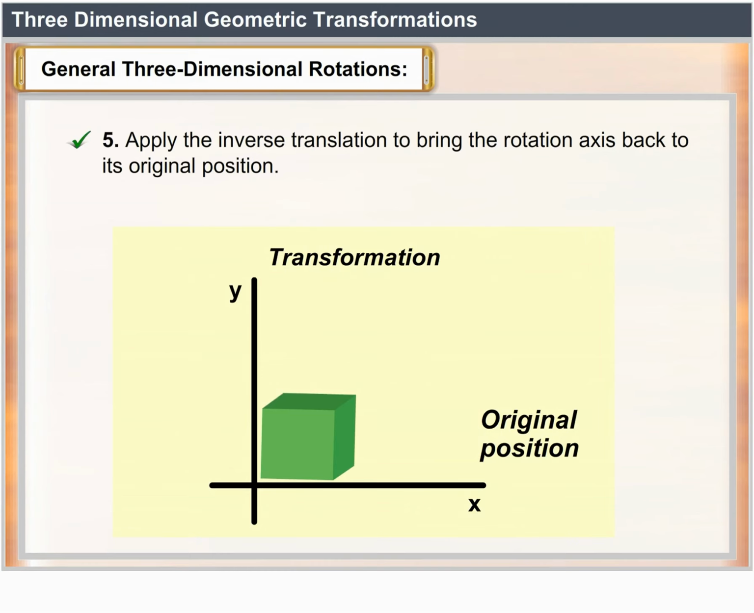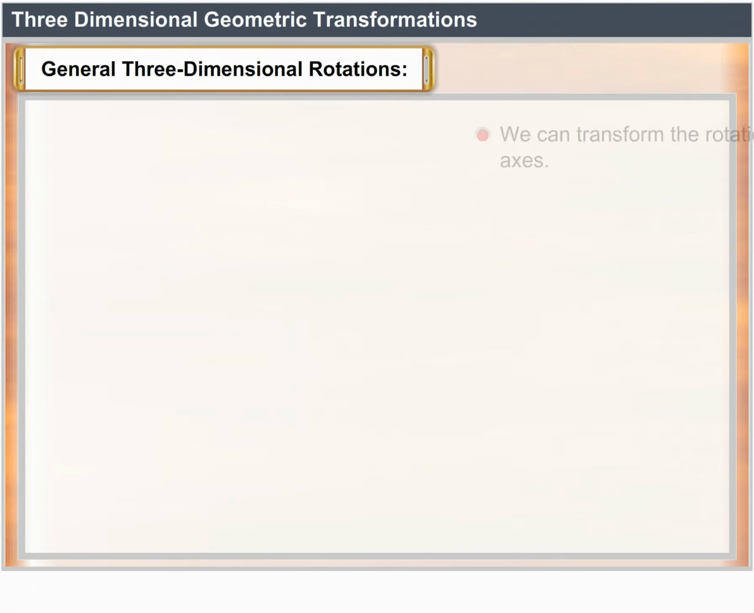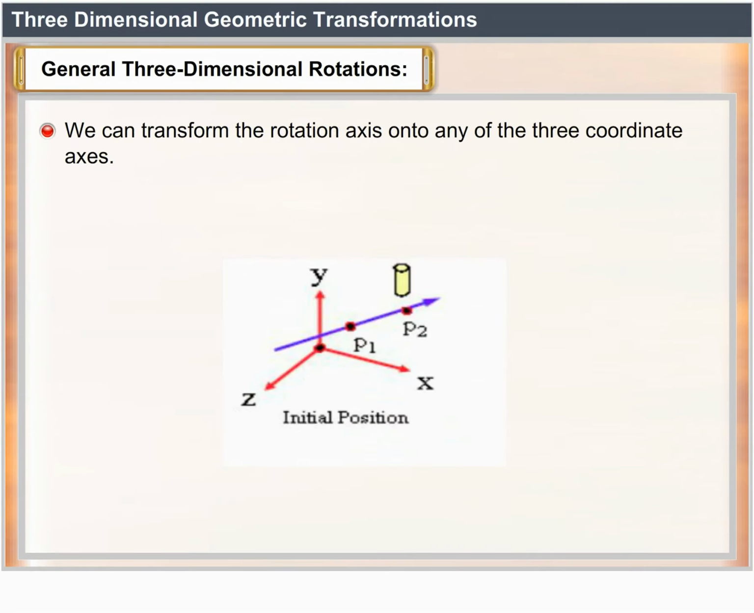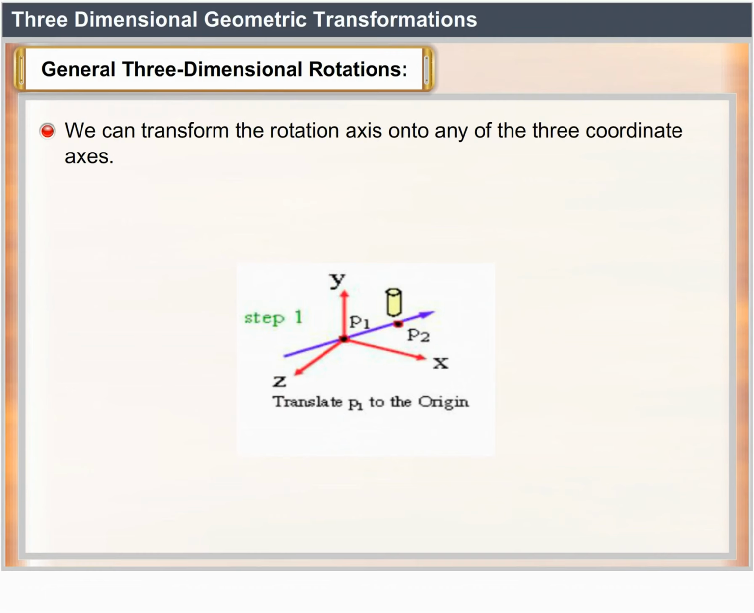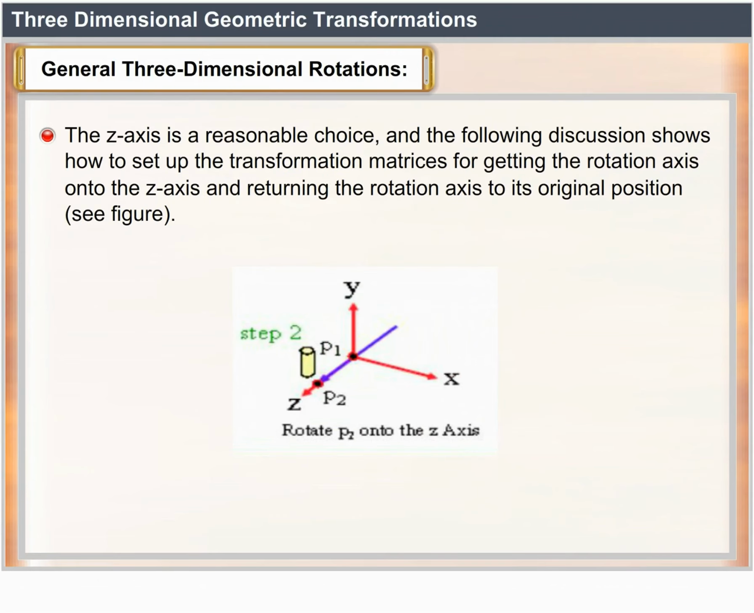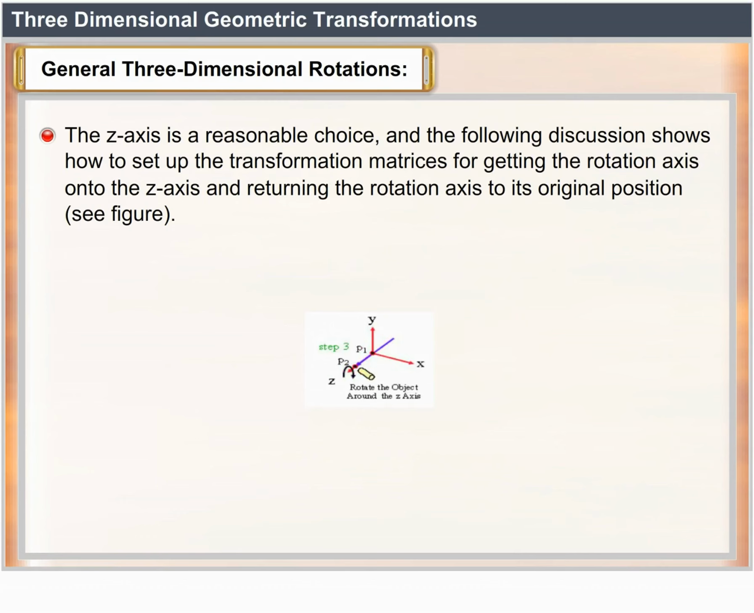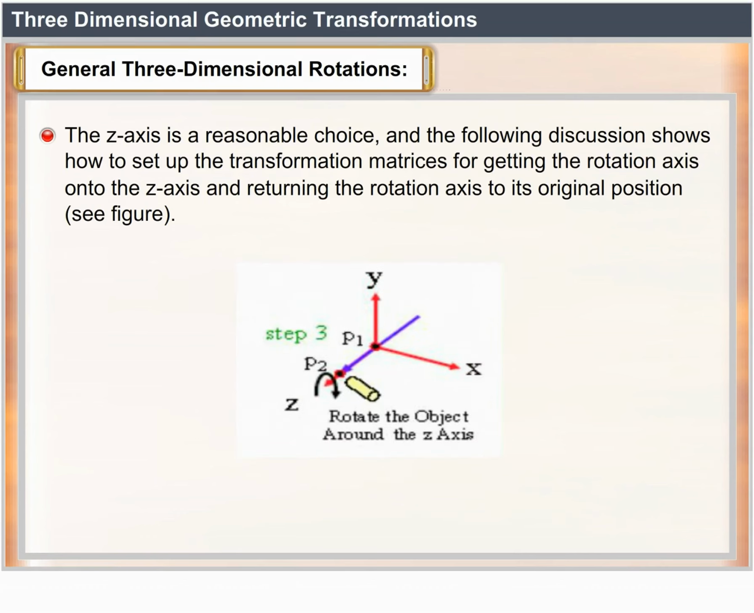We can transform the rotation axis onto any one of the 3 coordinate axes. The z-axis is a reasonable choice, and the following discussion shows how to set up the transformation matrices for getting the rotation axis onto the z-axis and returning the rotation axis to its original position. See figure.